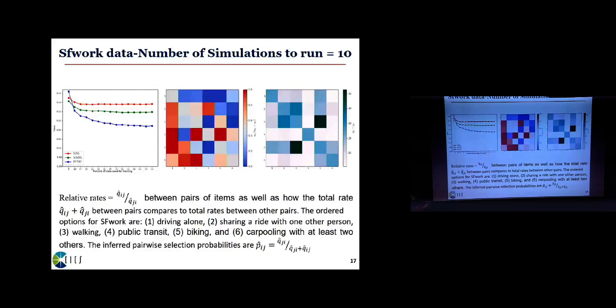And these are the heat maps for the probability for each pair. Actually, on the horizontal and vertical axes, we have six options: driving alone, sharing a ride with one other person, walking, public transit, biking, and carpooling with at least two others. And we are showing the probability of these relative rates between pairs of items, as well as how the total rates between pairs compare to the total rate between other pairs.